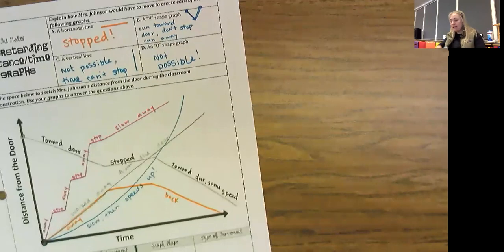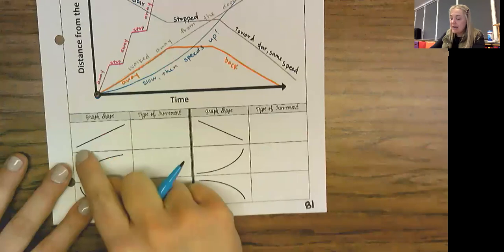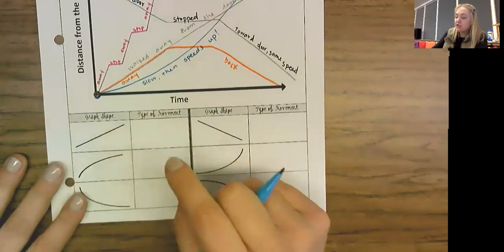Okay, so let's talk about these graphs that are possible. If it is heading upward like that, that means you are moving away.